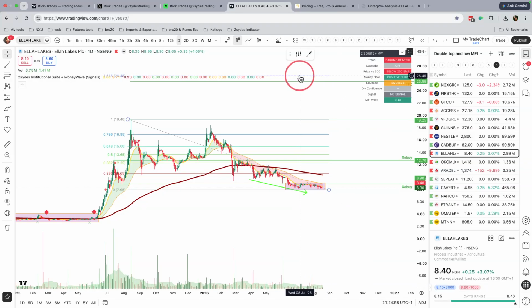Assuming we have a very robust movement upwards, we should see prices around 25 naira per share. It remains to be seen.